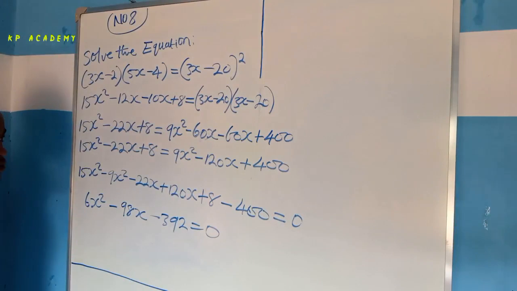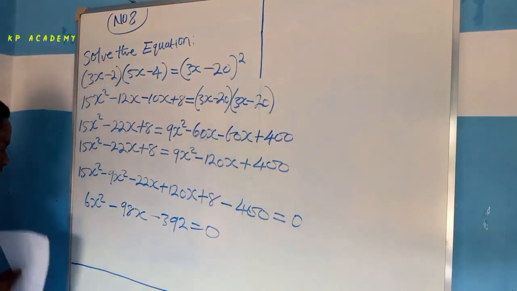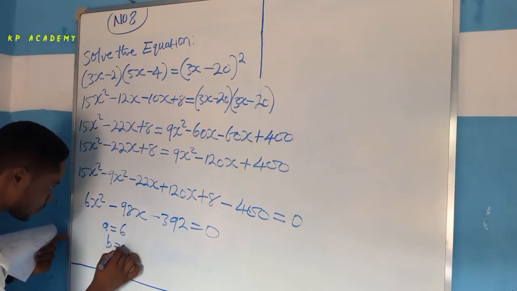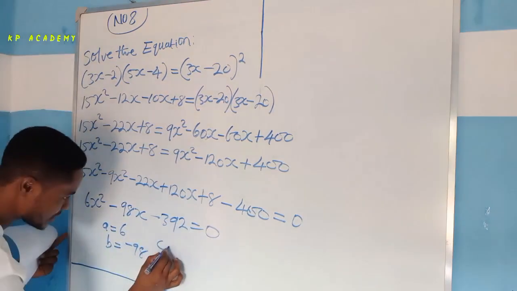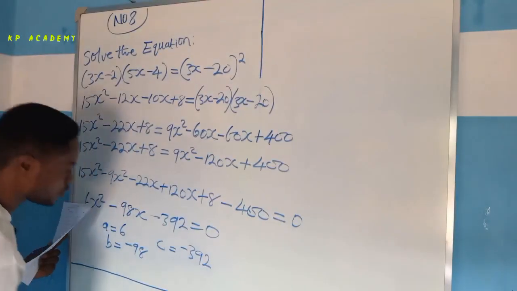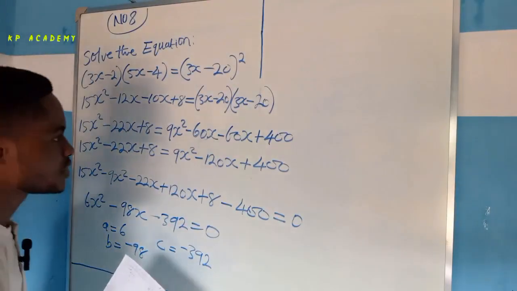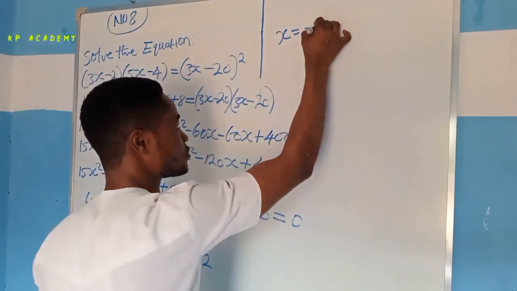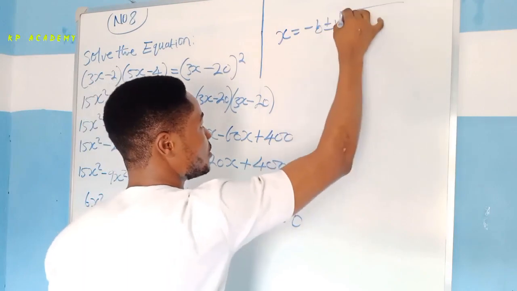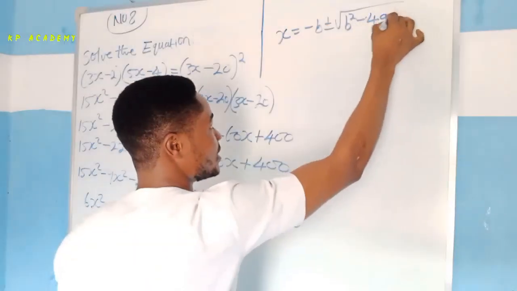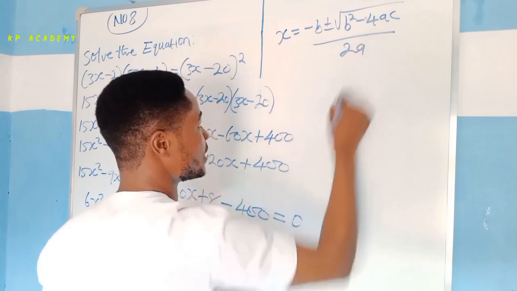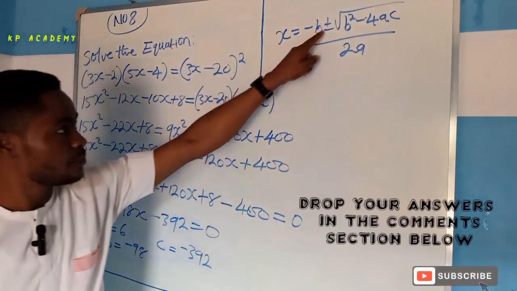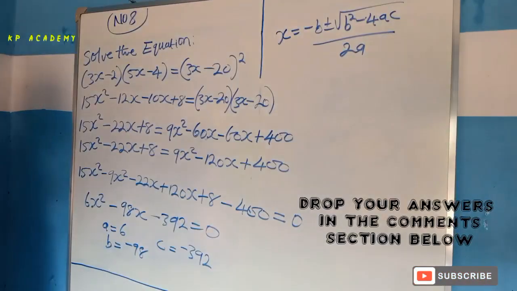So at this point now, we can solve it using maybe the almighty formula. But before we do that, I want you to know that A is equal to 6, B is equal to 98, and C is equal to minus 392. So using these things, you can now solve using the almighty formula. Making use of this formula that says that x is equal to minus b plus or minus square root of b squared minus 4ac all over 2a. So please take these things a, b, and c, put it inside this almighty formula and solve for the value of x.